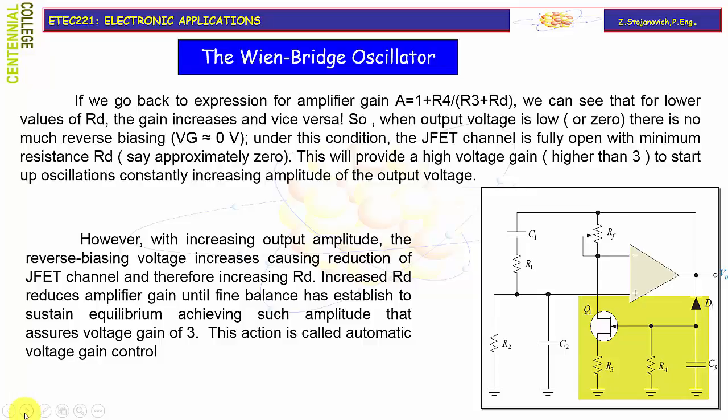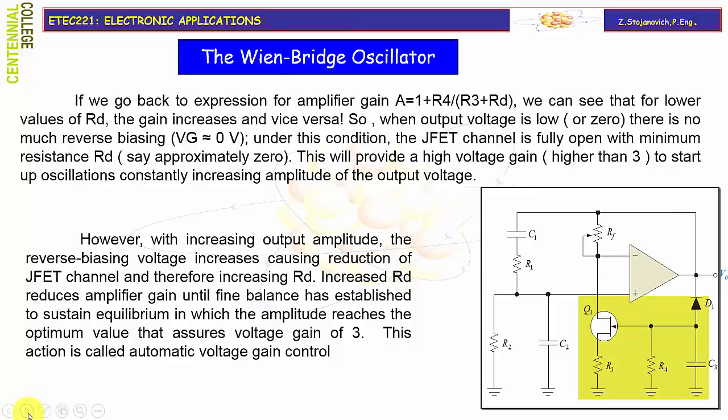This will provide a high voltage gain, higher than 3, to start up oscillations, constantly increasing the amplitude of the output voltage. So when this RD is equal to 0, you will have the highest gain, which is set up in such a way to exceed the value of 3, so we can start up oscillations.